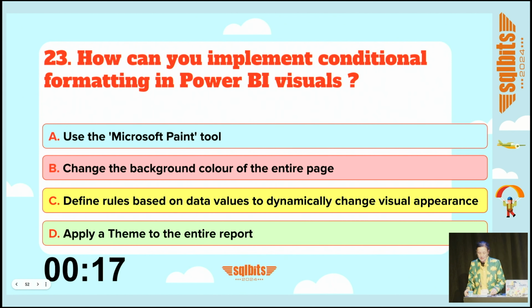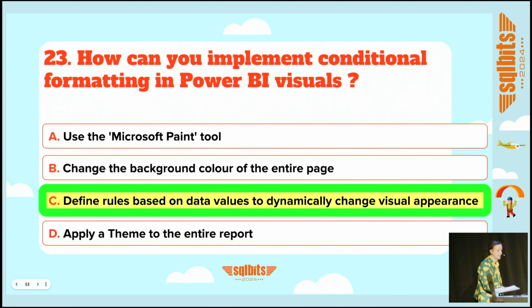23. How can you implement conditional formatting in Power BI visuals? A, use the Microsoft Paint tool. B, change the background color of the entire page. C, define rules based on the date values to dynamically change visual appearance. Or D, apply a theme to the entire report. Yeah, C. That's very correct.